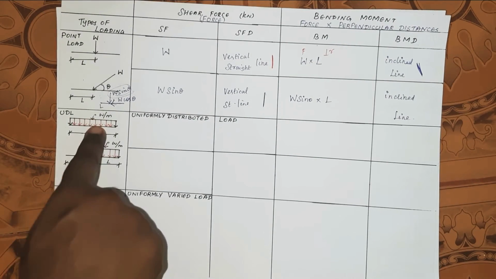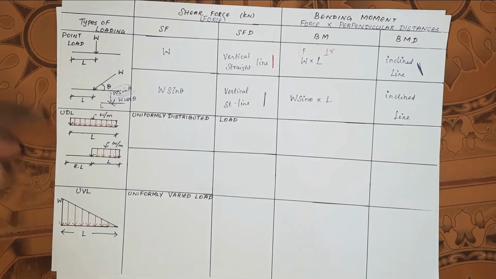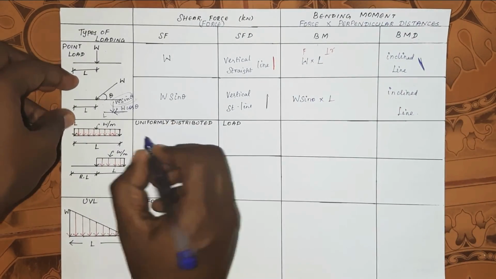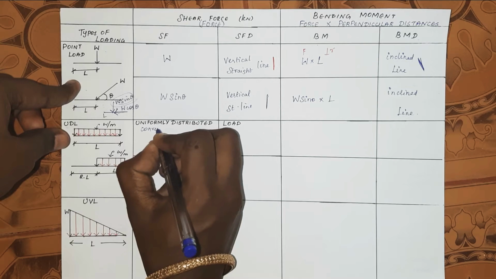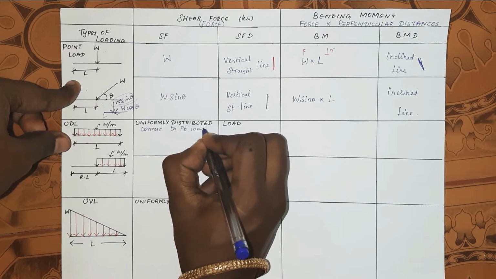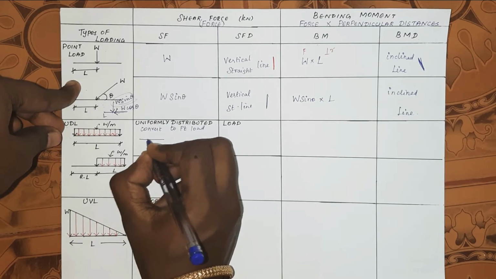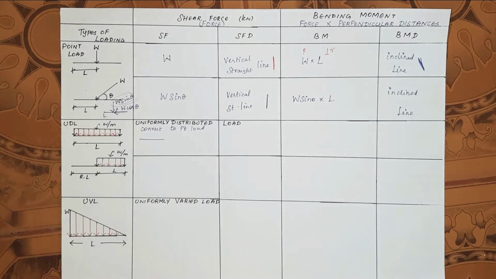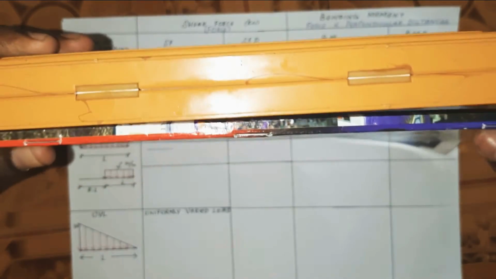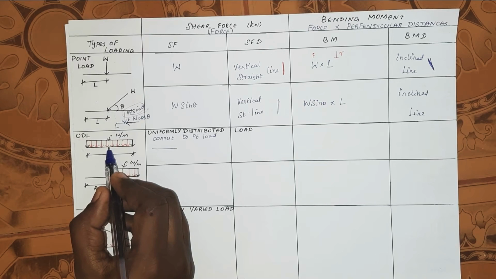For this UDL, you have to first convert this UDL into a point load. Here we have to consider the area. For a point load there is no area, but a UDL has area. This box is the shape of a rectangle, and this UDL is also the shape of a rectangle.